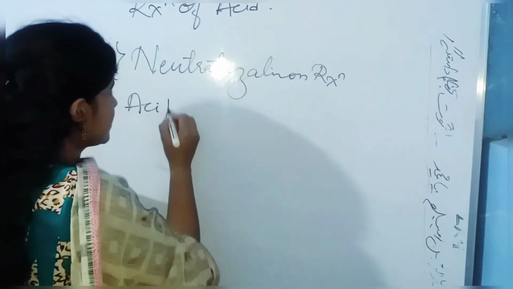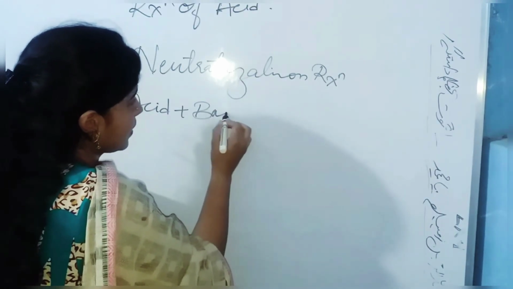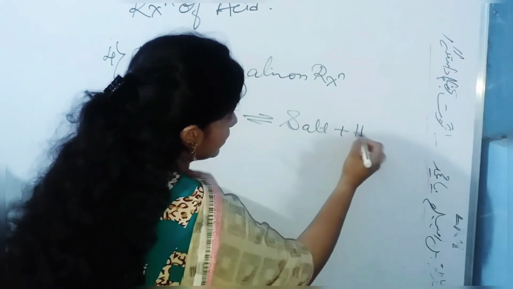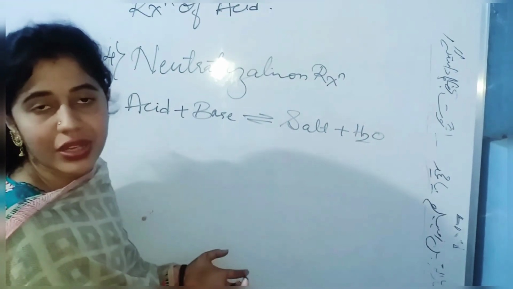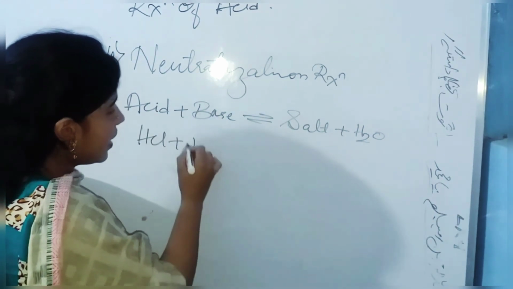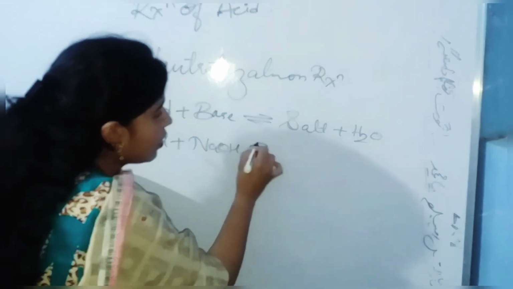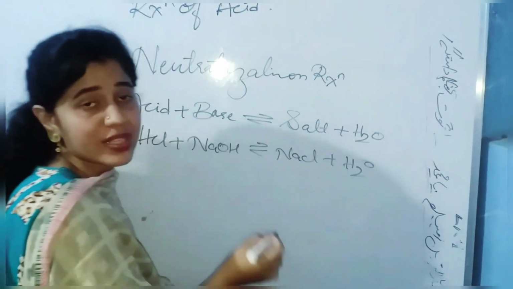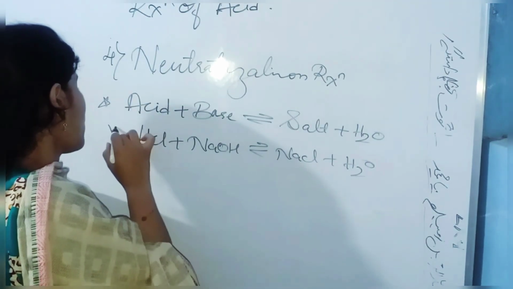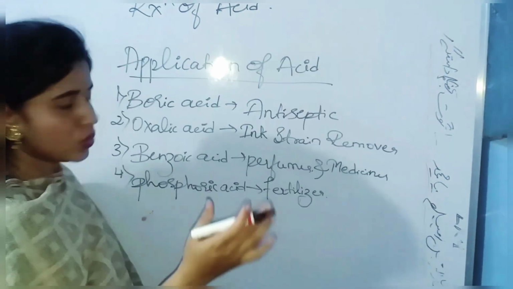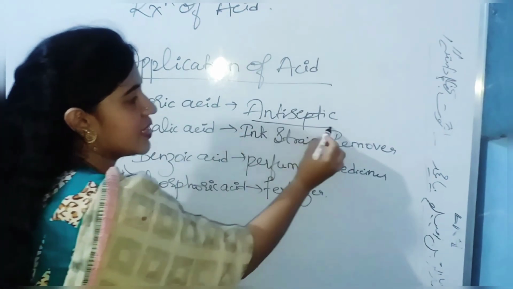Next reaction: acid plus base is going to form salt and water. It is a very well-known reaction called a neutralization reaction. HCl plus NaOH gives NaCl plus H2O. As a point for your examination, it is always asked for 1 mark: what is a neutralization reaction?